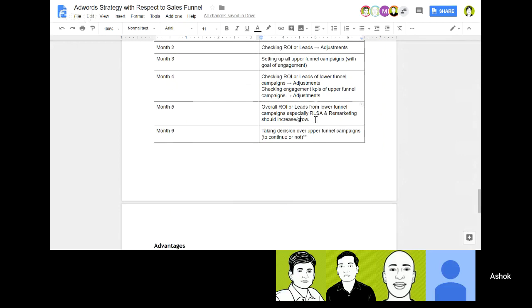This is a very important month. Remember, now here you will actually start checking whether your ROI or leads are growing or not, whether you are getting benefits from your upper funnel campaign or not. Are your engagement metrics somehow helping you get more ROI or leads or not? This is going to happen in month 5.